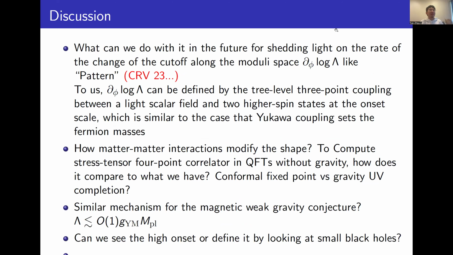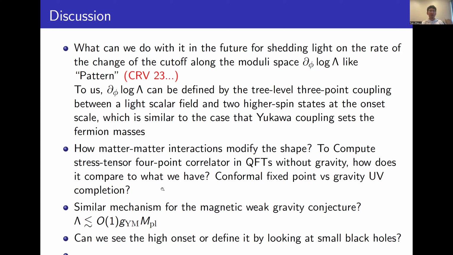So I'll just leave some questions for the discussion session. First, something I think is very important to understand better is, once we have this definition of the high spin onset scale, what can we do with it in the future, and can we use it to understand the rate of change of the cutoff along the moduli space, related to the recently observed pattern. This change can be defined by the tree-level 3-point coupling between a light scalar field and two higher spin states at the high energy onset scale, in a similar way to how the Yukawa coupling sets the fermion mass.